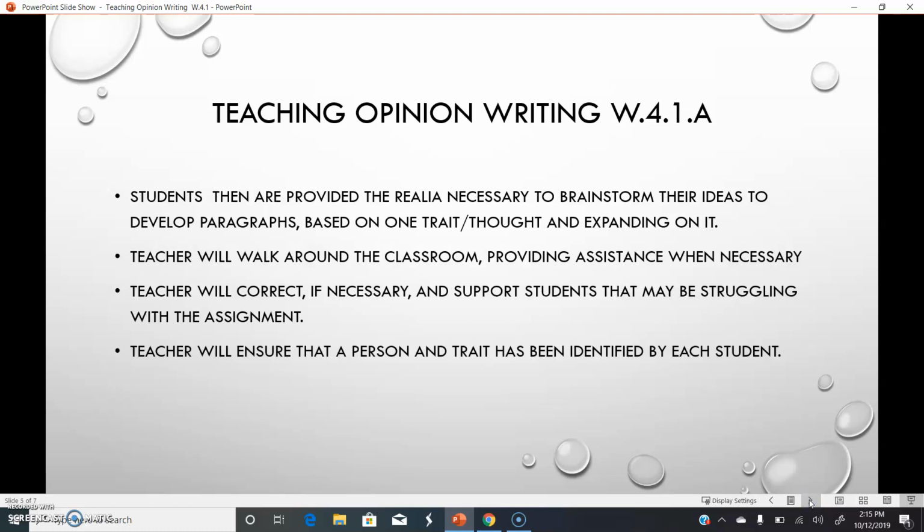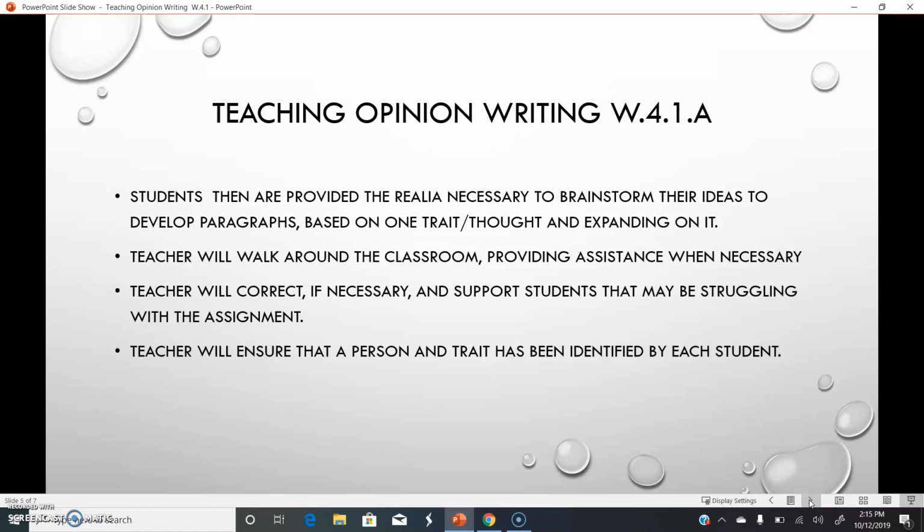Students were then provided the necessary realia or papers to brainstorm their ideas to develop their writing paragraphs based on the trait and the person and how they may expand upon it. As a teacher, I'll walk around the classroom providing assistance when necessary, so please, as the parent or guardian, do the same and provide the necessary assistance without doing it for them. Try to have it as independent as possible.